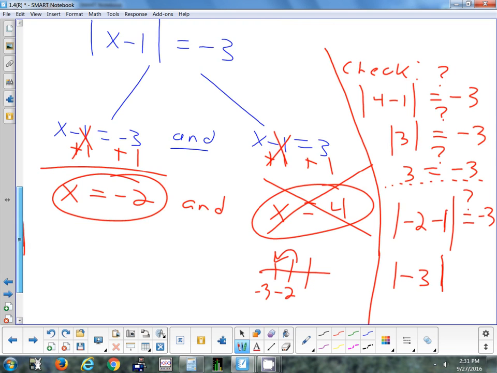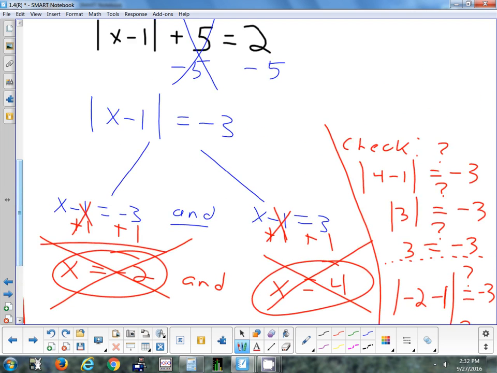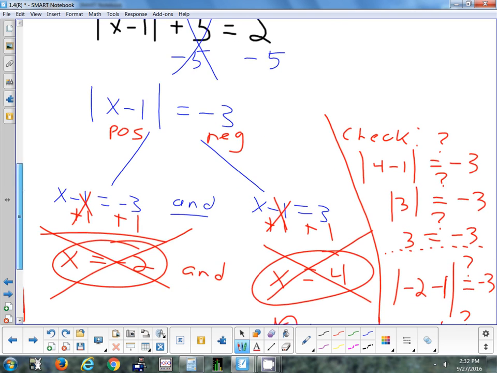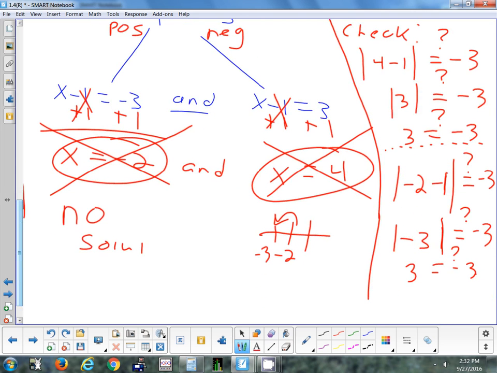Okay, so I got absolute value of negative 3 equals negative 3. What's the absolute value of negative 3? Uh-oh, this is not working out. Negative 3 does not equal negative 3. That answer doesn't work. So what does this mean? There's no solution. You can't solve this problem. Absolute value, which is always positive, can never equal a negative. So this one is no solution.